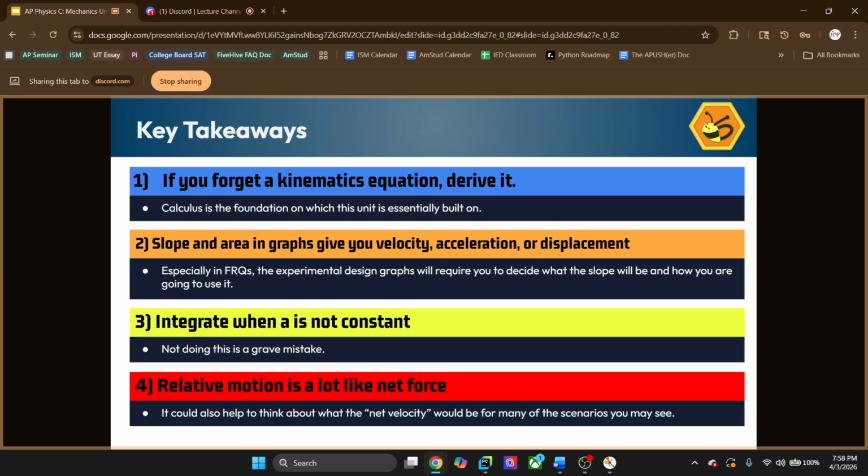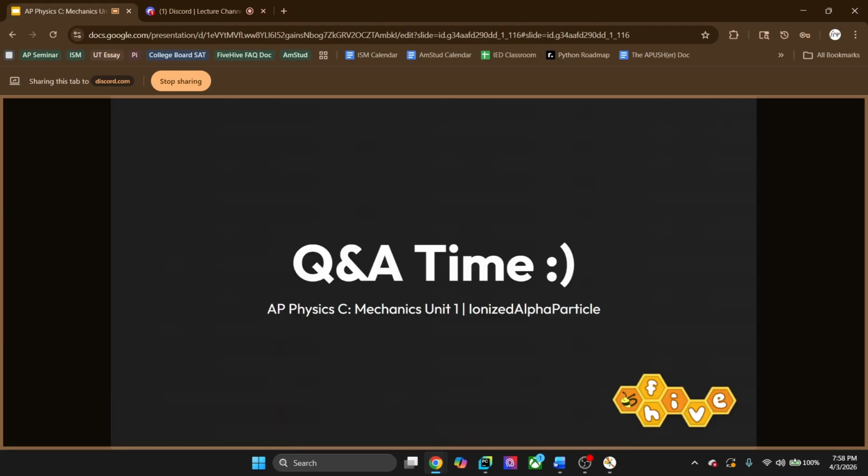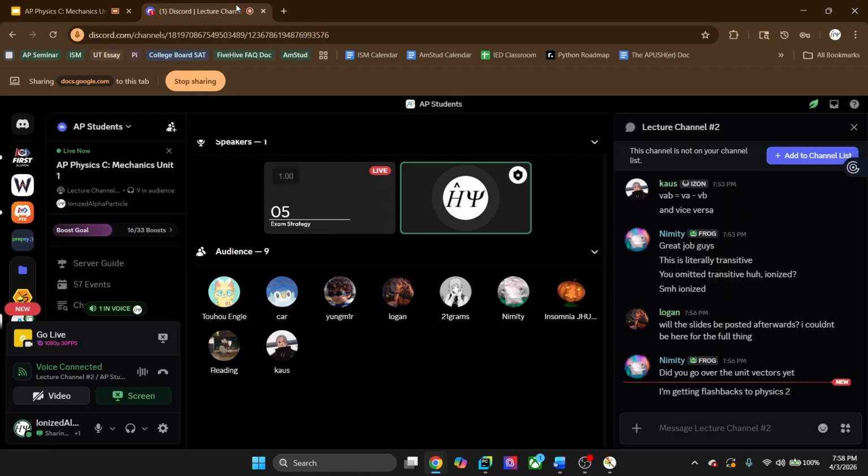Integrate. And like I said, relative motion is a lot like net force. It can help to think about what net velocity is for a lot of the scenarios you'll see. Are there any questions at this time? Because now we're going to go into Q&A.